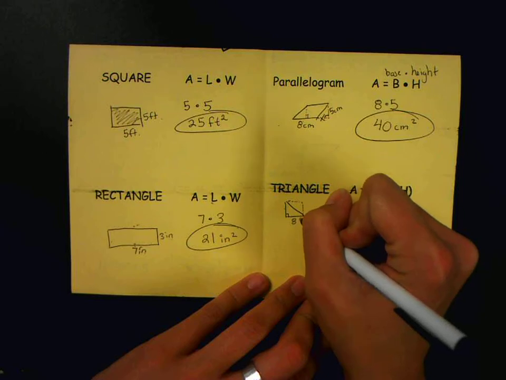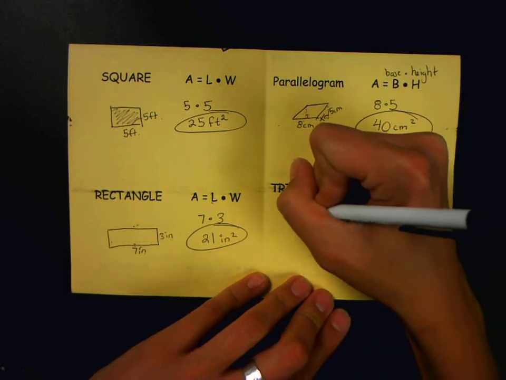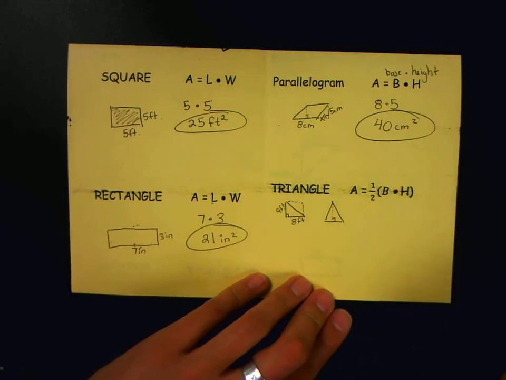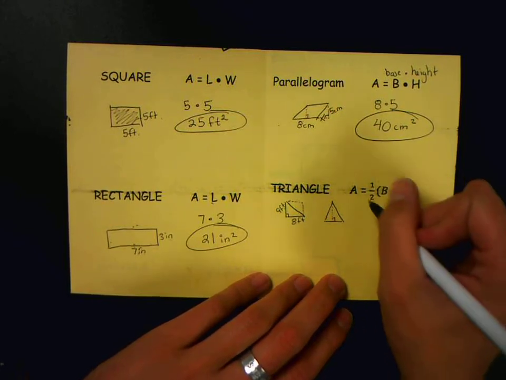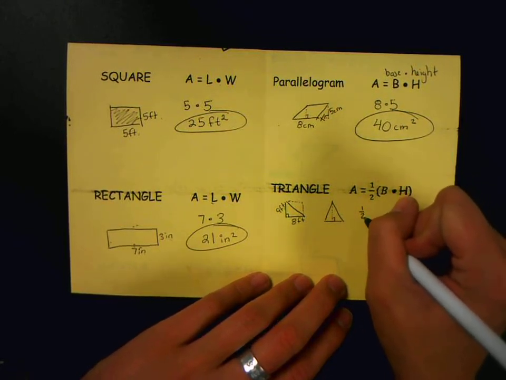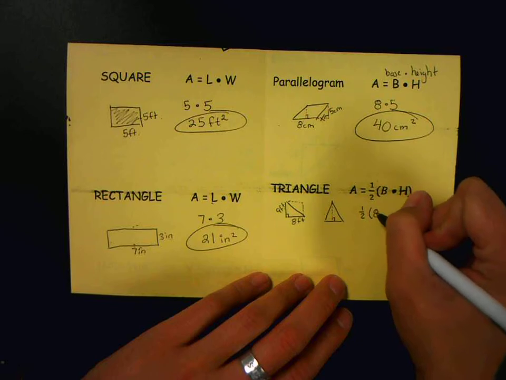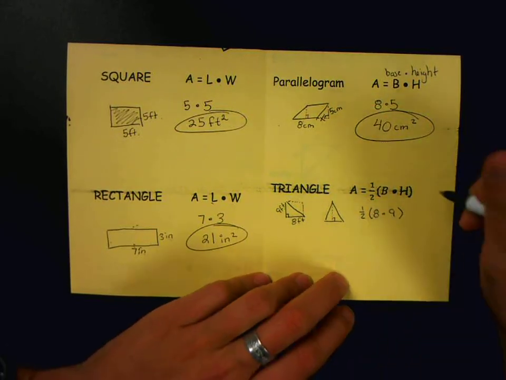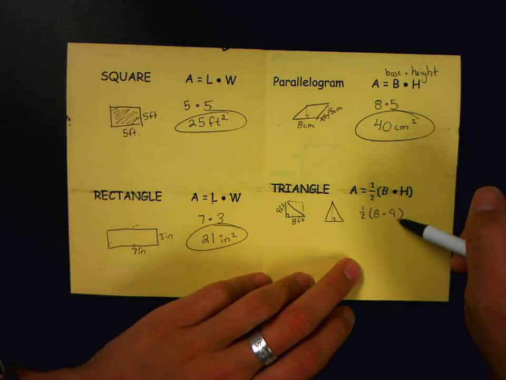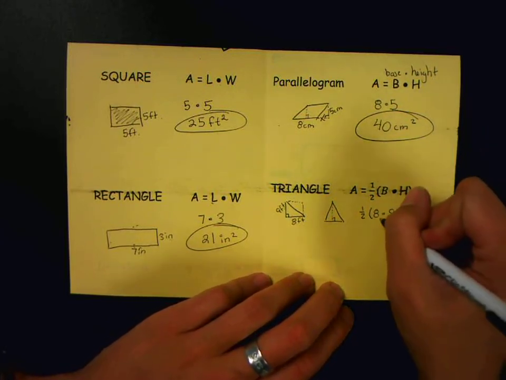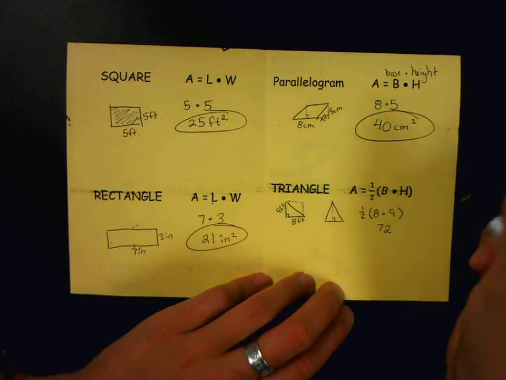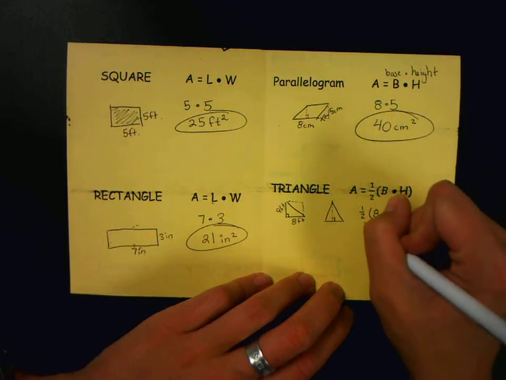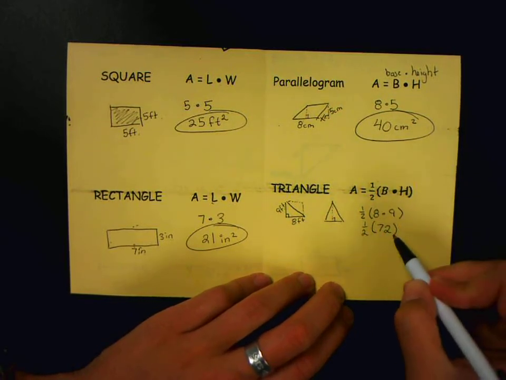All right, so we have 1/2. I'm going to plug in 1/2. Our base is going to be 8 feet multiplied by 9, which is our height. And remember, with our order of operations, our PEMDAS, we want to do what's in parentheses first, okay? 8 times 9 is going to be 72. And I'm going to bring that half down. 1/2 times 72, okay? If you just divide 72 by 2, you actually get 36.